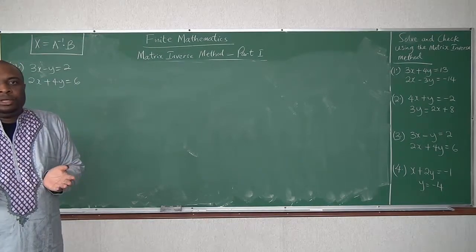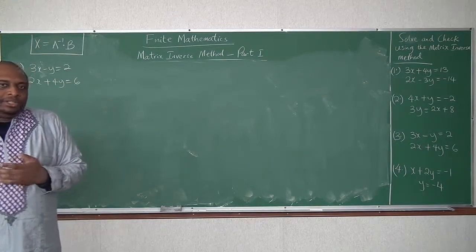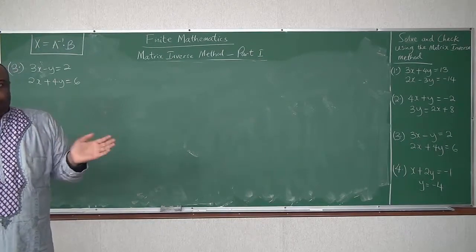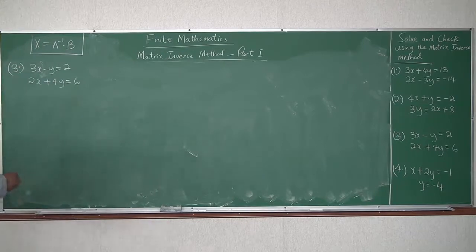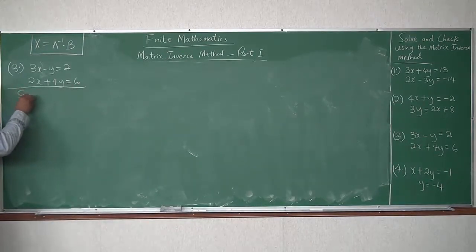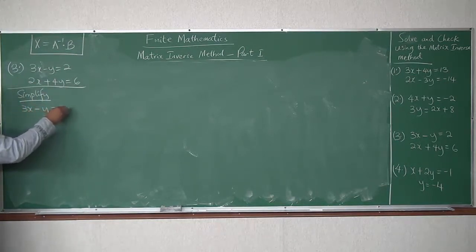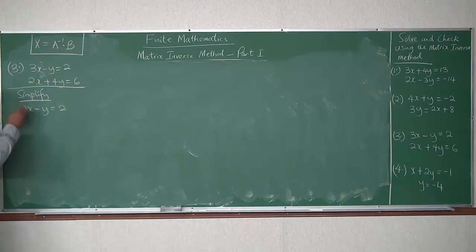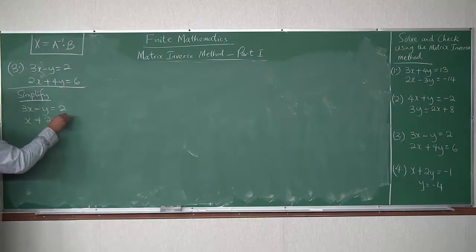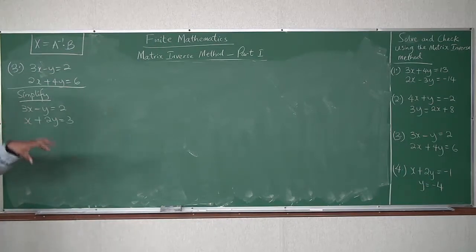Because this is an equation, whatever you do to the left-hand side, you can also do to the right-hand side, because it is equality. So we have to simplify. Of course, the first one we can't simplify, we write it that way. But the second one, we divide both sides by 2. So this will be x plus 2y equal to 3. And don't worry, we will still check it with the main equation.